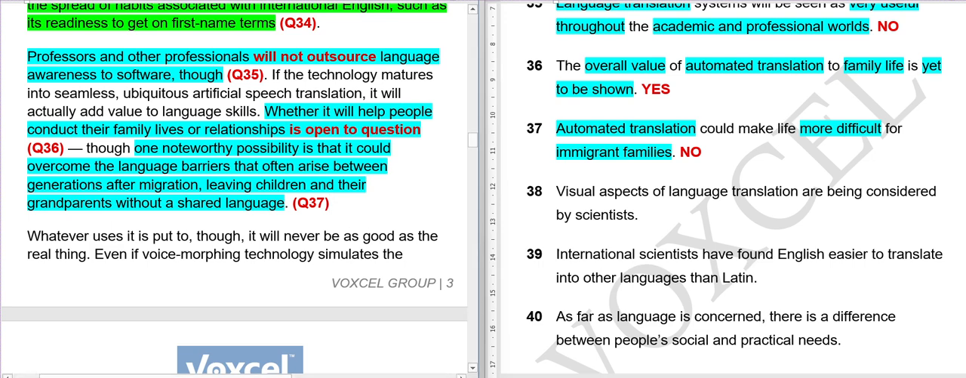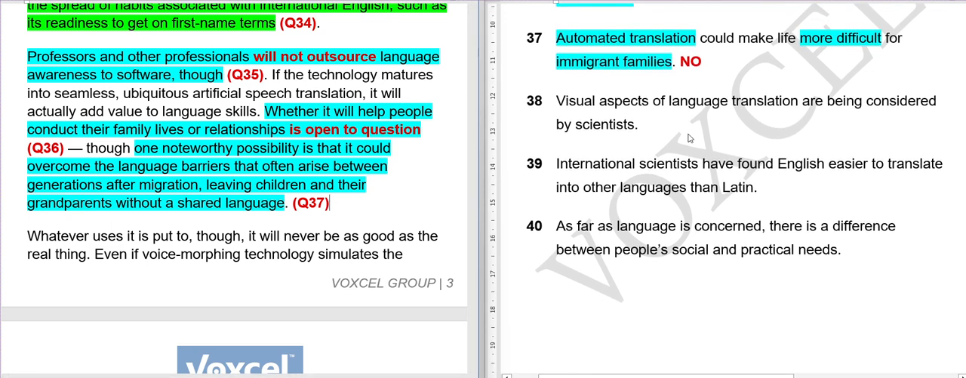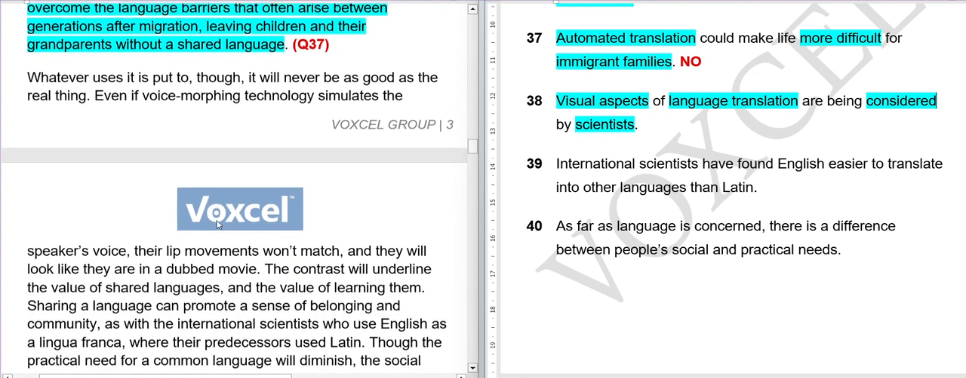Moving on to the 38th question. Visual aspects of language translation are being considered by scientists. So now scientists are considering visual aspects of language translation. If that's the case, we'll say yes. But if scientists do not care about the visual aspects, we'll say no. And if we don't know whether these things are being considered right now or not, we'll say not given. So let's see.